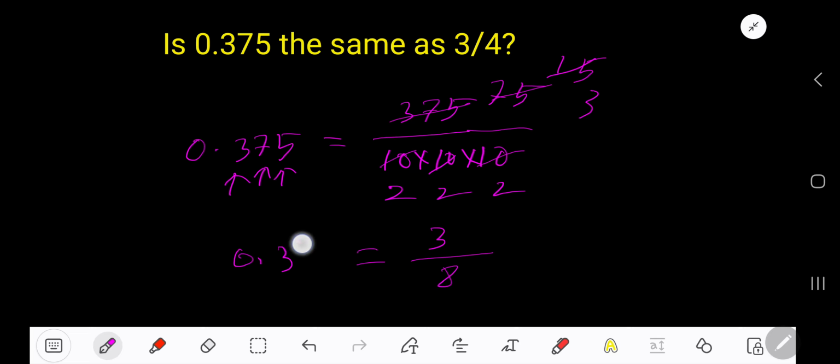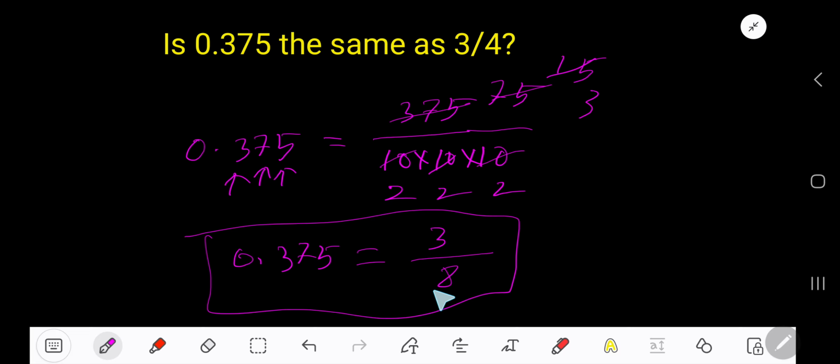So 0.375 is equivalent to 3 over 8, not 3/4. You can also say, look, just divide 3/4. Find the decimal equivalent of this fraction. So divide 3 by 4.